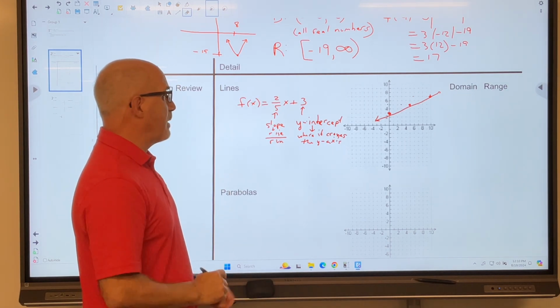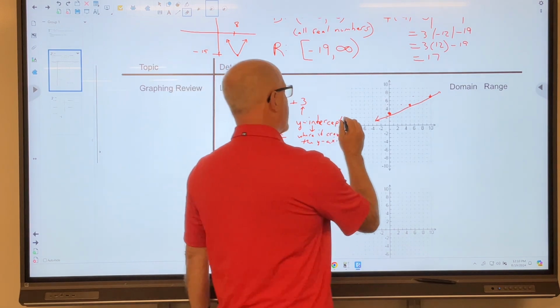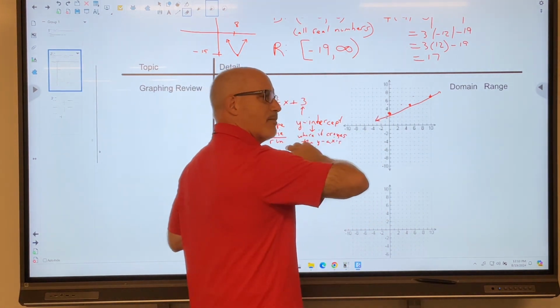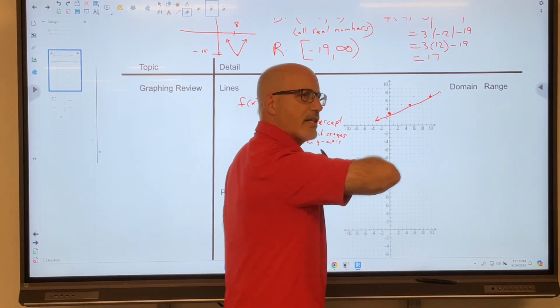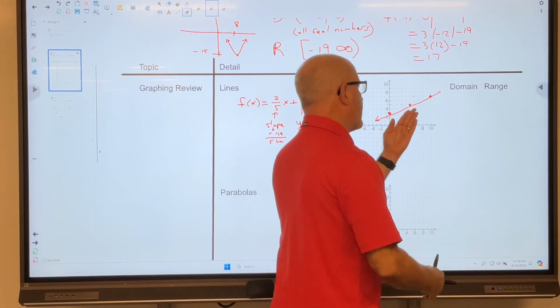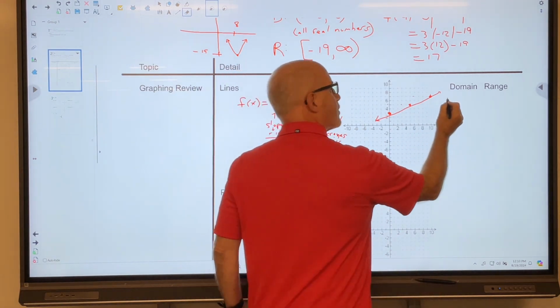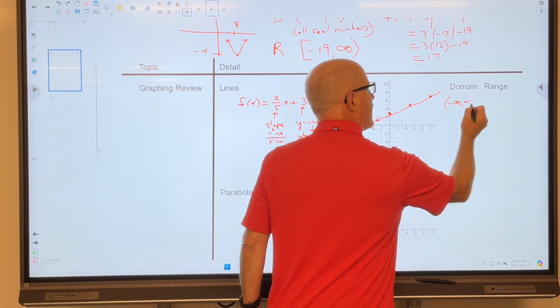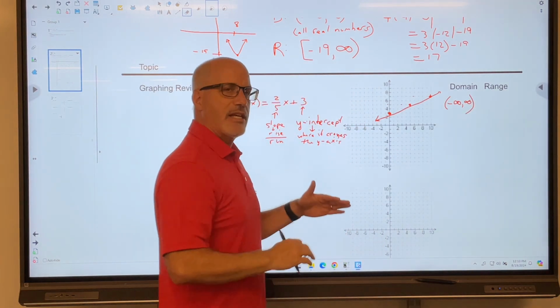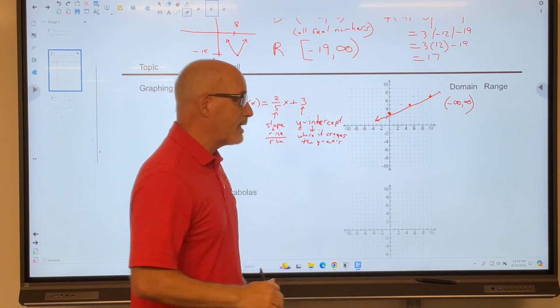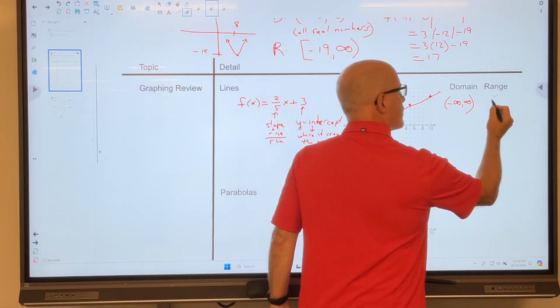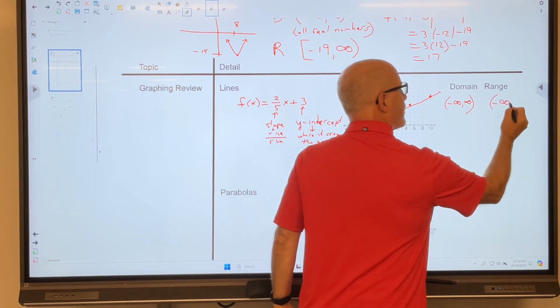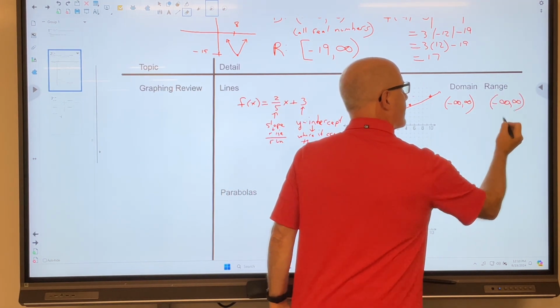Let's do a domain and range on that one real quick. So the domain for this, notice it keeps going to the right as far as forever, and to the left as far as forever. So the domain is going to be negative infinity to infinity. And the range, it keeps going up and it keeps going down. So the range is also all real numbers, negative infinity to infinity.